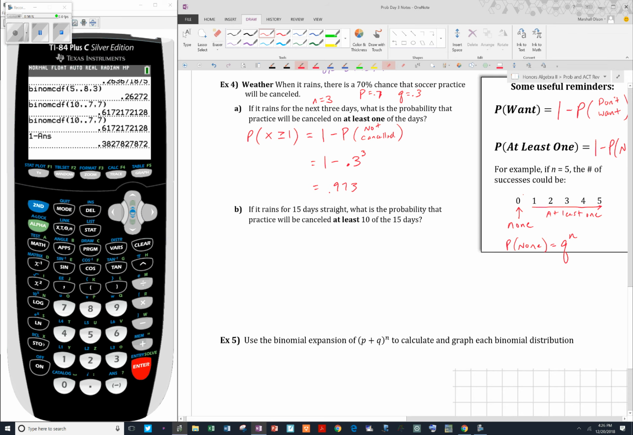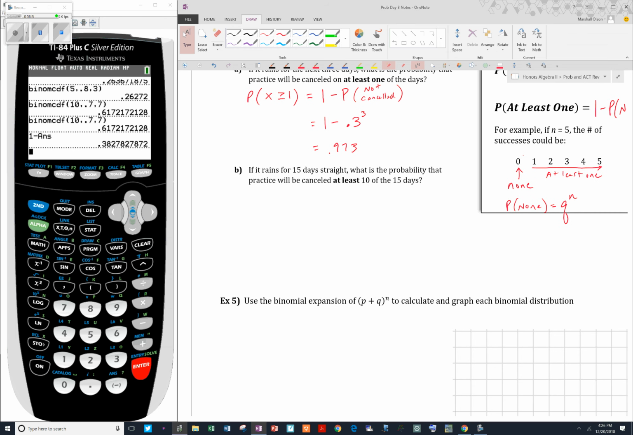And it says if it rains for 15 days straight, what is the probability that practice is going to be canceled at least 10 of the 15 days? All right, so now N is 15, and we're looking for the probability that X is at least, so greater than or equal to 10. That doesn't mean greater than 10 forever. It just means 10 through 15. So if you wanted to, you could actually calculate each of those probabilities, the probability of 10 practices being canceled all the way up to the probability of 15, which is only 6 probabilities, but that would take a long time to calculate.